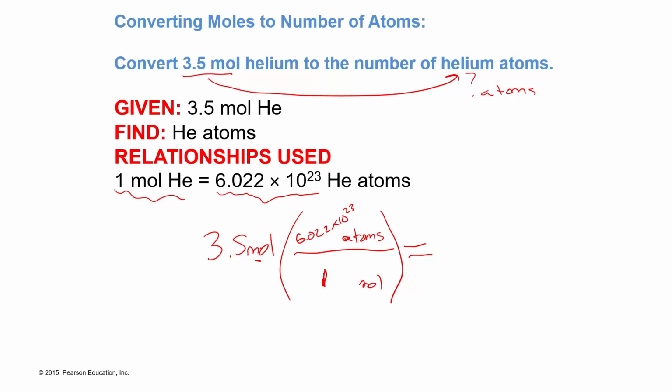So you're going to actually type in your calculator 3.5 times, and then do your parentheses, 6.022 times 10, and then you can do your caret key and 23, and close your parentheses. Then you can do equals, and that will give you your answer.